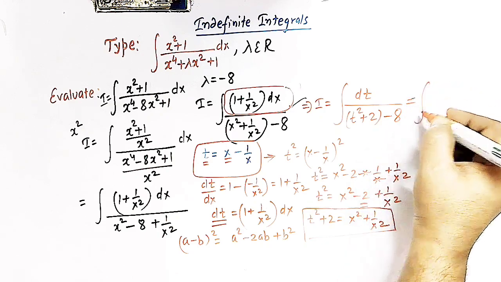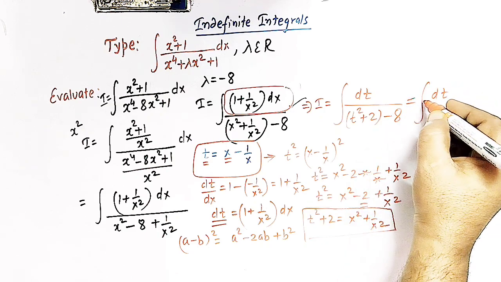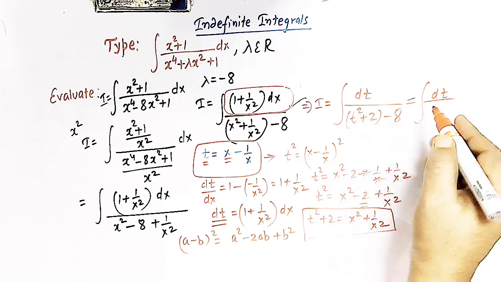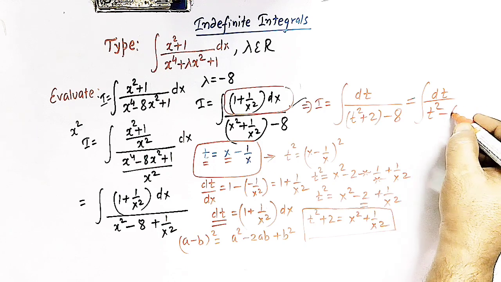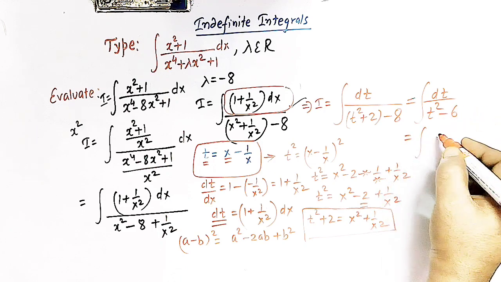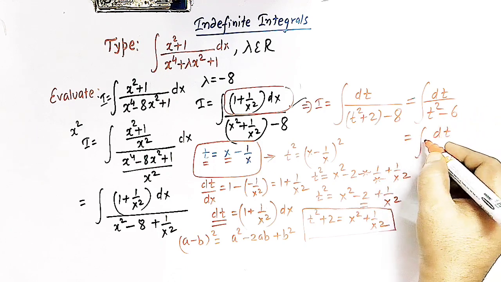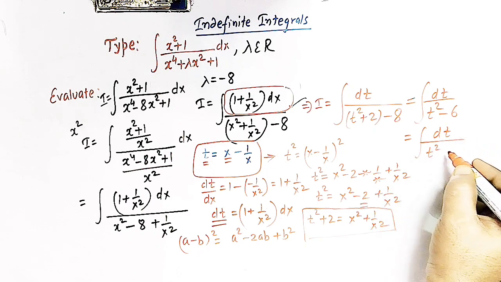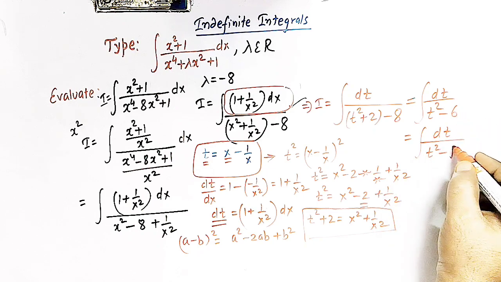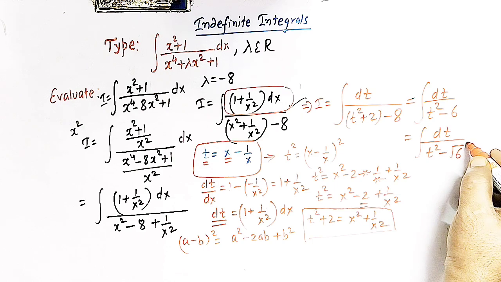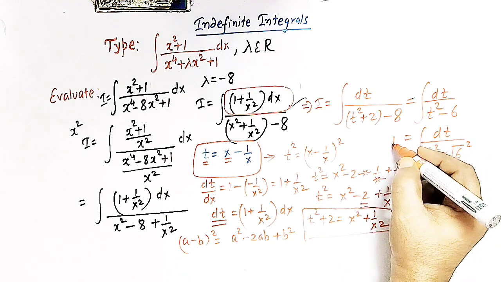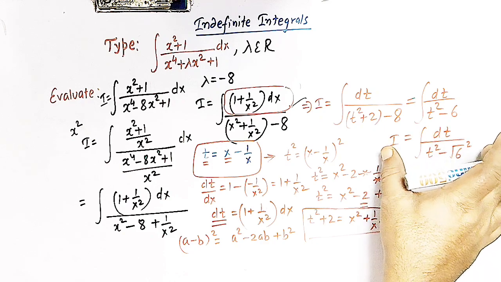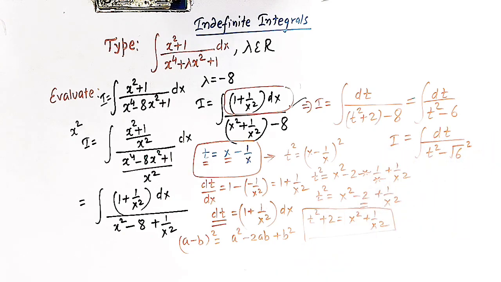So now this integral takes the simple form, that is dt over t square, and 2 minus 8 is minus 6, right? So now we can rewrite this integral as dt over t square minus 6, and 6 can be written as the square of square root of 6, right? And now this is a standard form in indefinite integrals.